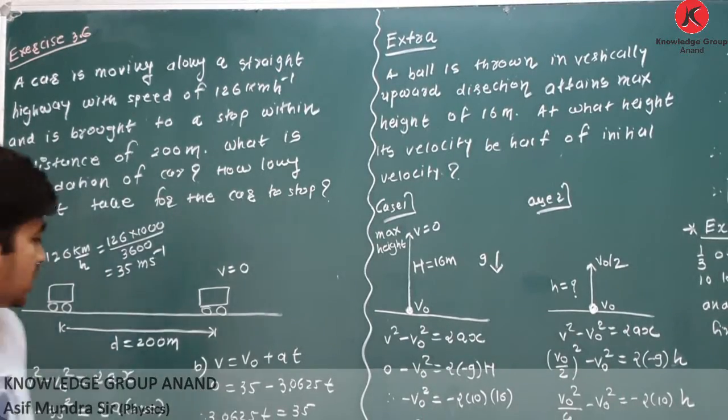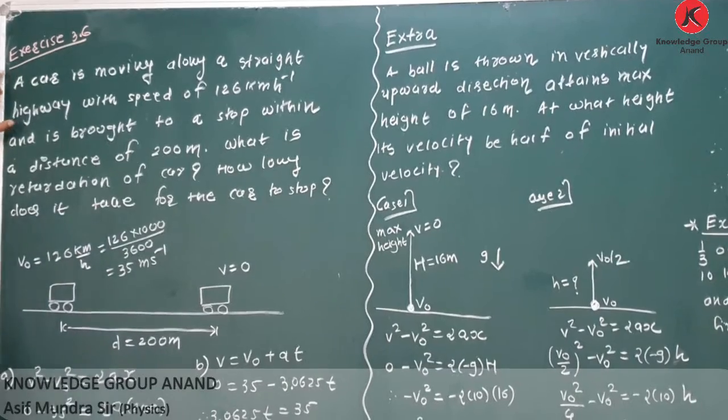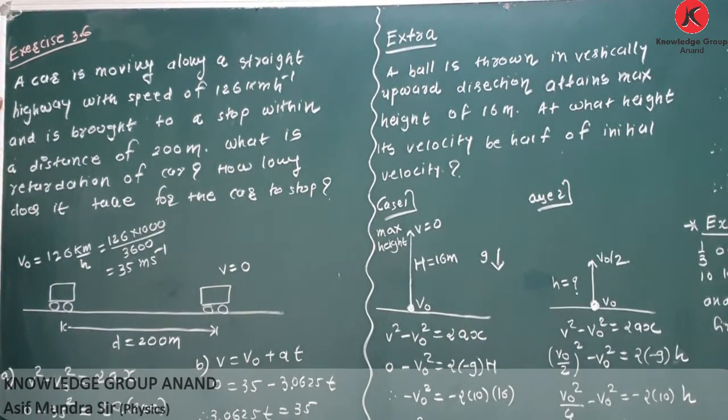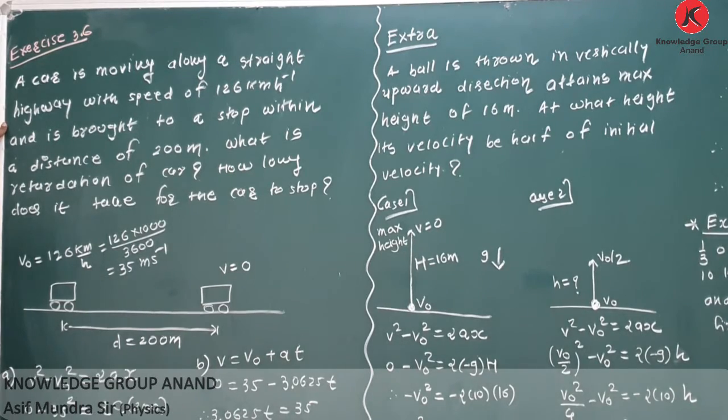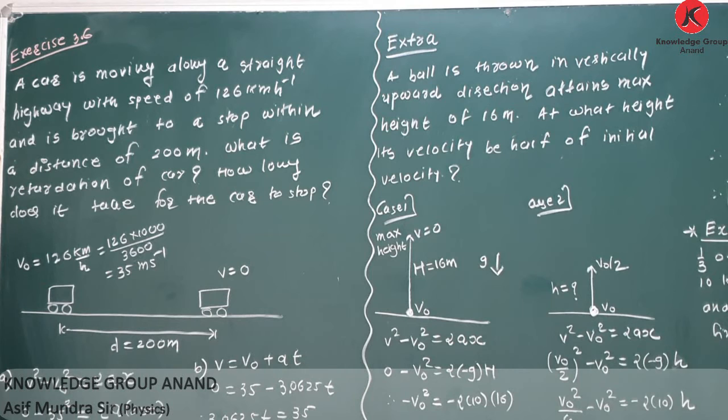Okay, one more question. See here. Exercise 3.6. A car is moving along a straight highway with a speed of 126 km per hour and is brought to a stop within a distance of 200 meters. What is the retardation of the car and how long does it take for the car to stop?